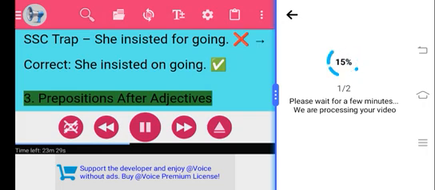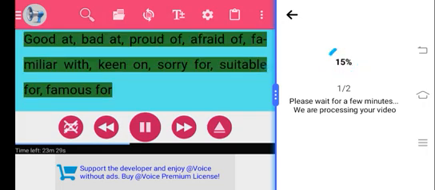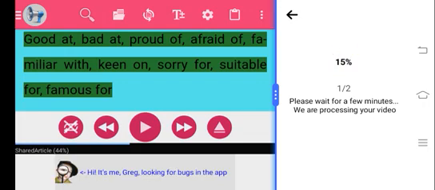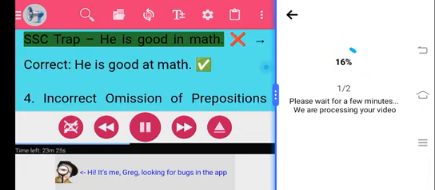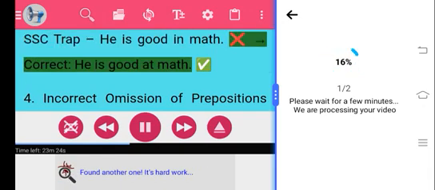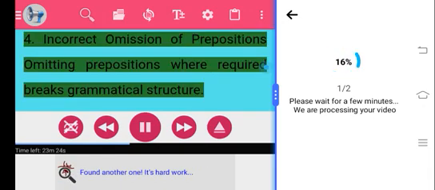3. Prepositions after adjectives: good at, bad at, proud of, afraid of, familiar with, keen on, sorry for, suitable for, famous for. SSC trap. He is good in math is incorrect. Correct: He is good at math. 4. Incorrect omission of prepositions.